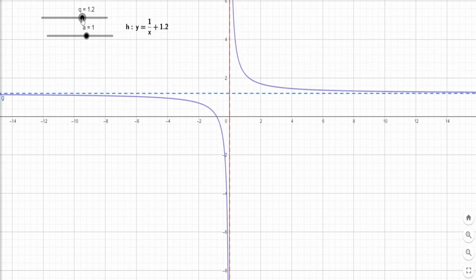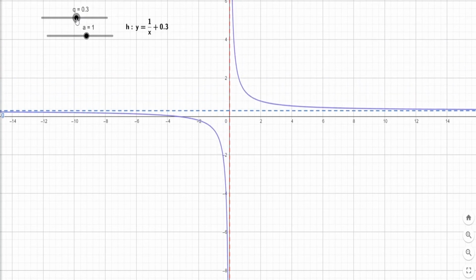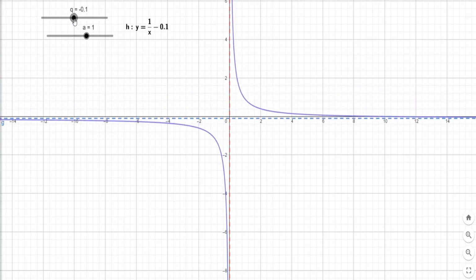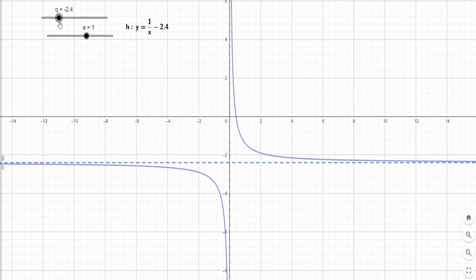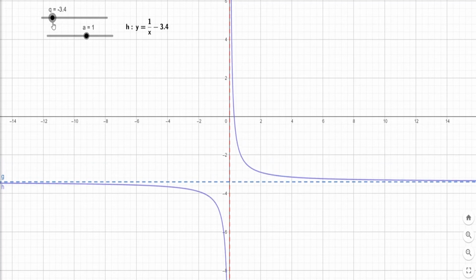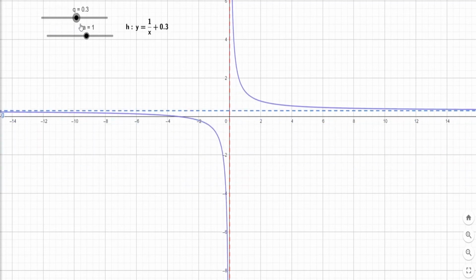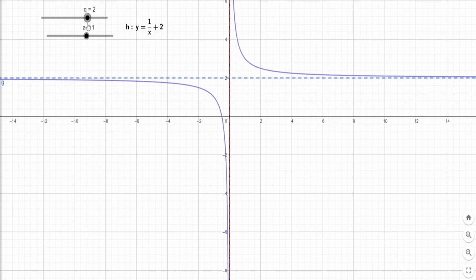What happens when it's negative? So we go back to 0, and you can see that when q is negative, it shifts downwards. And that's all you need to know. You're going to shift your graph by the value of q. When it's negative, you shift it downwards. And when it's positive, you shift it upwards. And then from there, you can work out your axis of symmetry and your asymptotes.